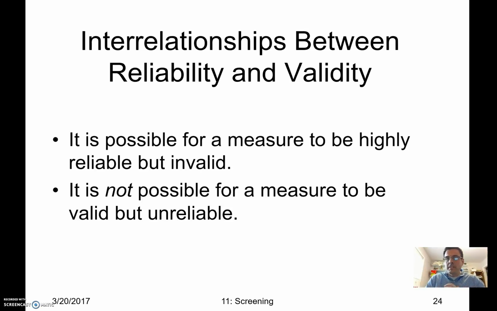All right, we're still talking about screening tests, Chapter 11. We left off talking about reliability and validity, the different types of reliability and the different types of validity. But now we're going to talk a little bit about the interrelationship between reliability and validity. And I want you to think about it: it is possible for a measure to be highly reliable but invalid.